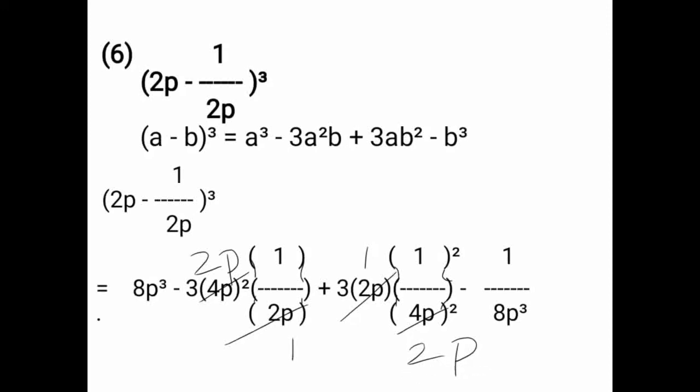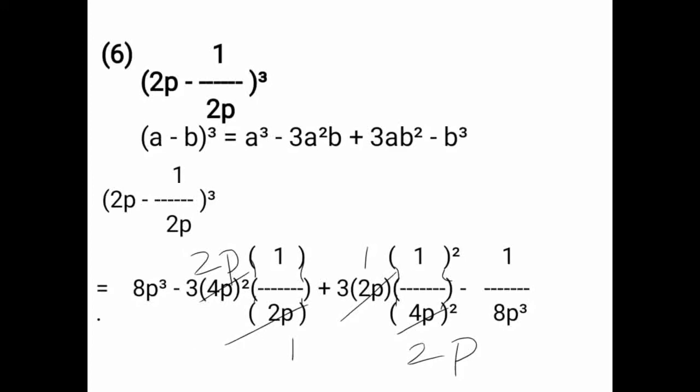Now you have to multiply minus 3a square b plus 3ab square after doing cancellation. On the numerator what will remain here? Minus 3 into 2p, that is minus 6p. And on the denominator nothing is left here, you have done cancellation on the denominator. So in minus 3a square b, the answer is coming minus 6p.